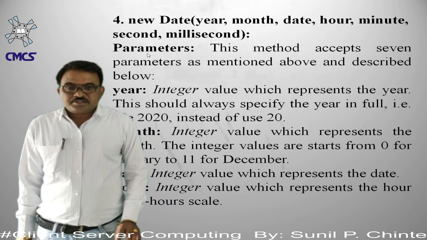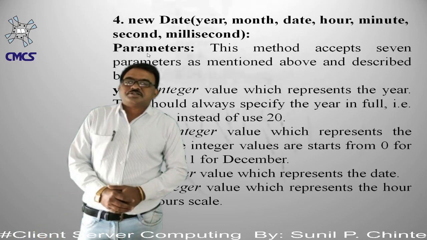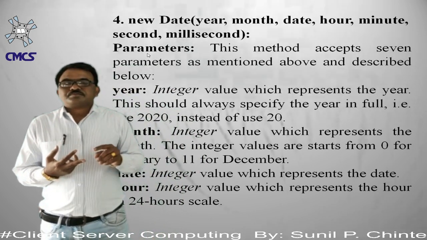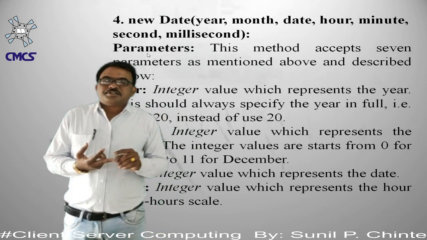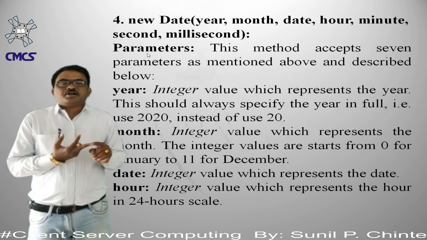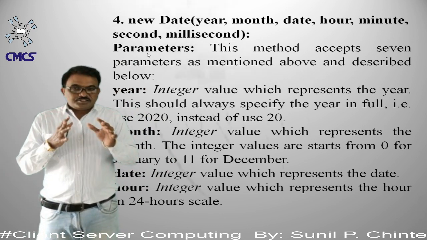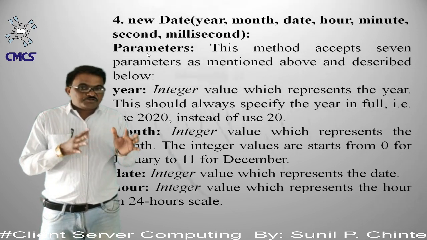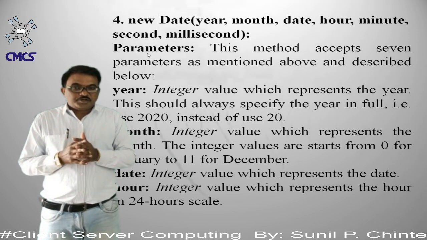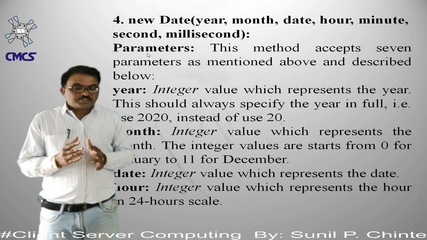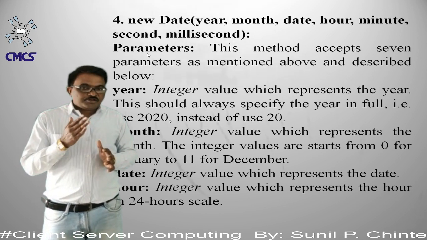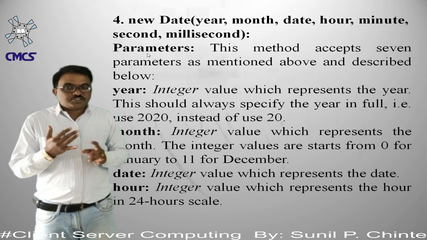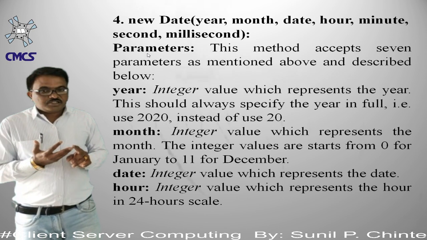And the fourth technique takes different arguments such as year, month, date, hour, minutes, seconds. These are the different parameters that can be used with the date constructor to create date objects. This is the fourth technique through which we can create the date object, and it takes different arguments such as year, month, date, hours.